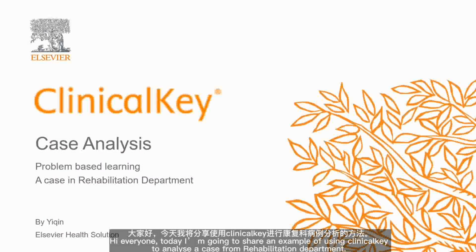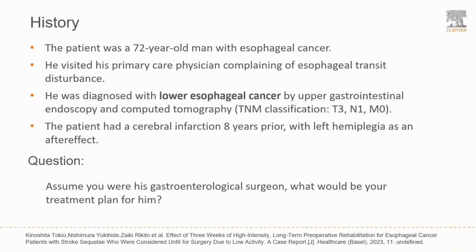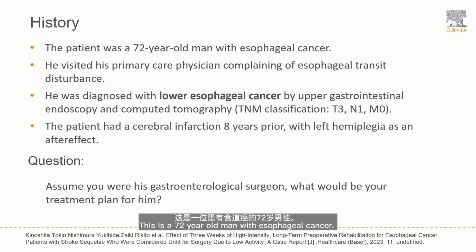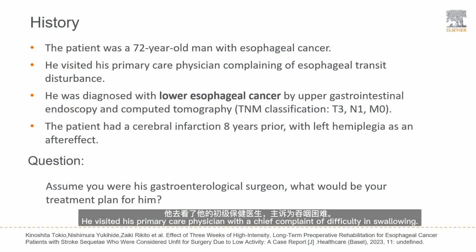Hi everyone, today I'm going to share an example of using ClinicalKey to analyze a case from rehabilitation department. This is a 72-year-old man with esophageal cancer. He visited his primary care physician with a chief complaint of difficulty in swallowing.